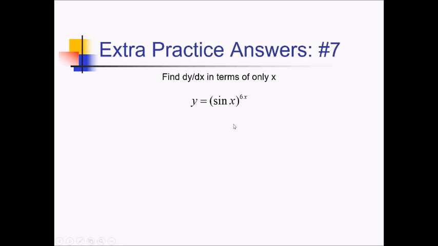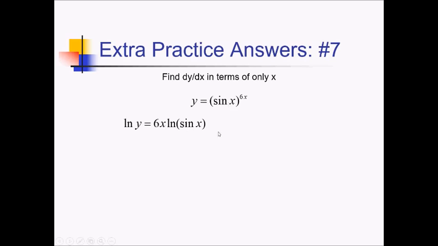For this one, I noticed that I have a variable in the base and the exponent. So you know what time it is. It's logarithmic differentiation time. We'll start by taking the ln of both sides to get this x variable stuff out of the exponent. So I've got ln of y on the left side. On the right side, 6x pops out in front, and then we have ln of sine of x hanging out as well.